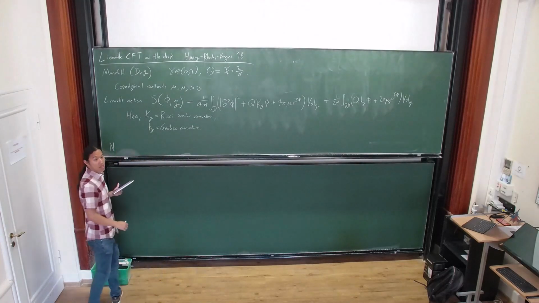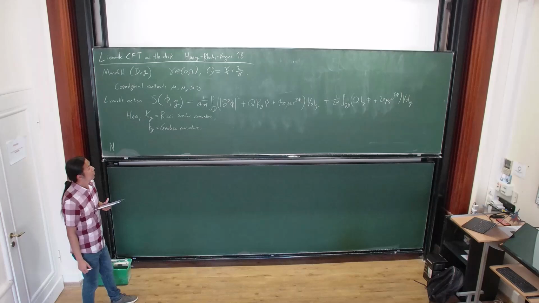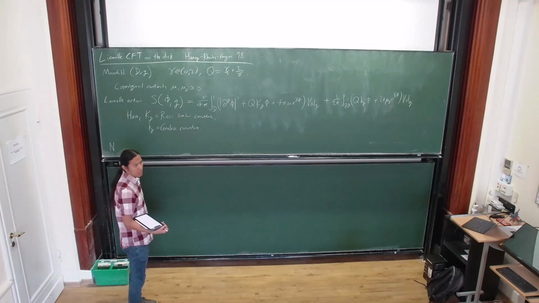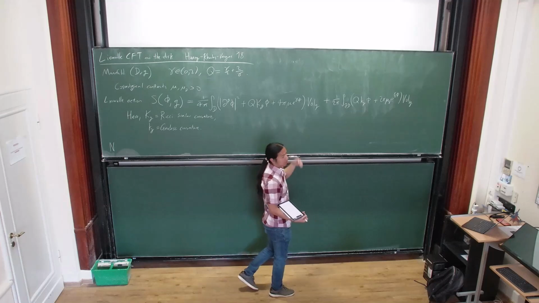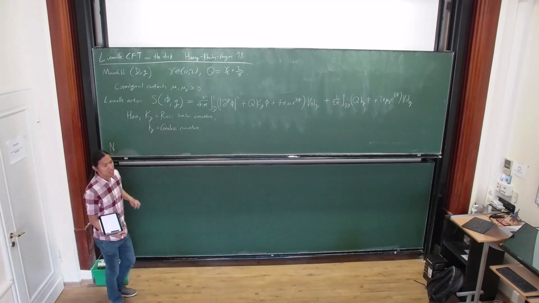Can I ask a question? Yeah. Is there some explanation for the boundary term? Because it's very close to the bulk term. I don't have a short explanation for the boundary term. Like you said, it's analogous to the bulk term. I can say a bit more about the form of this later.